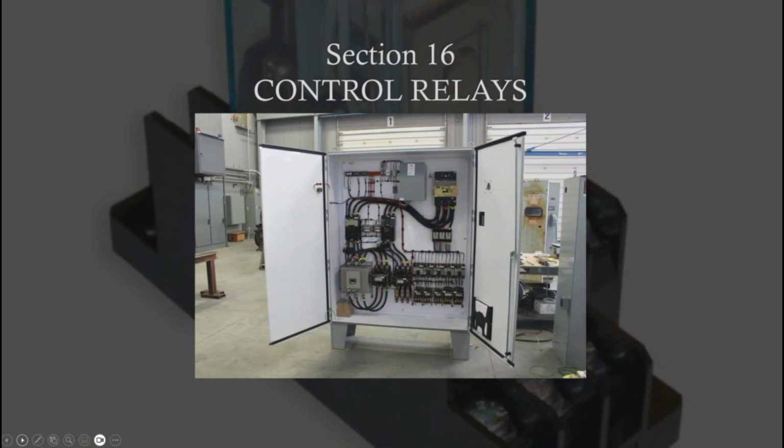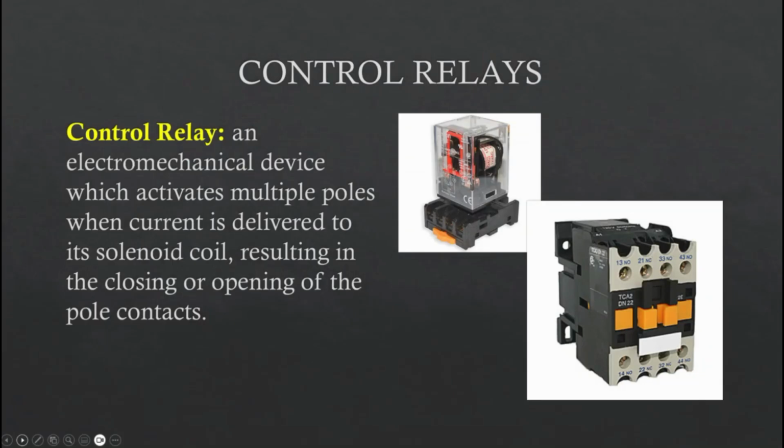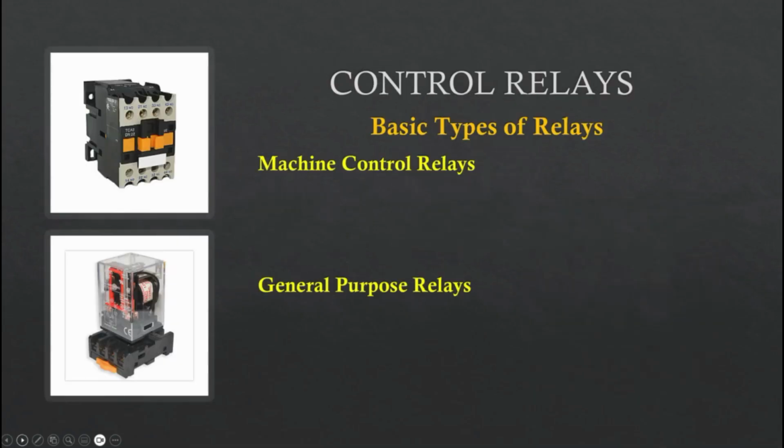Section 16, control relays. A control relay is an electromechanical device which activates multiple poles when current is delivered to its solenoid coil, resulting in the closing or opening of the pole contacts. So we have 2 basic types. We have the machine control relay, and at the bottom here we have the general purpose relay. The machine control relay, aka a contactor, multi-pole contactor. And you can see if you look closely at this photograph, there are contacts on this one that are NO, or normally open, and there are contacts on it that are normally closed.